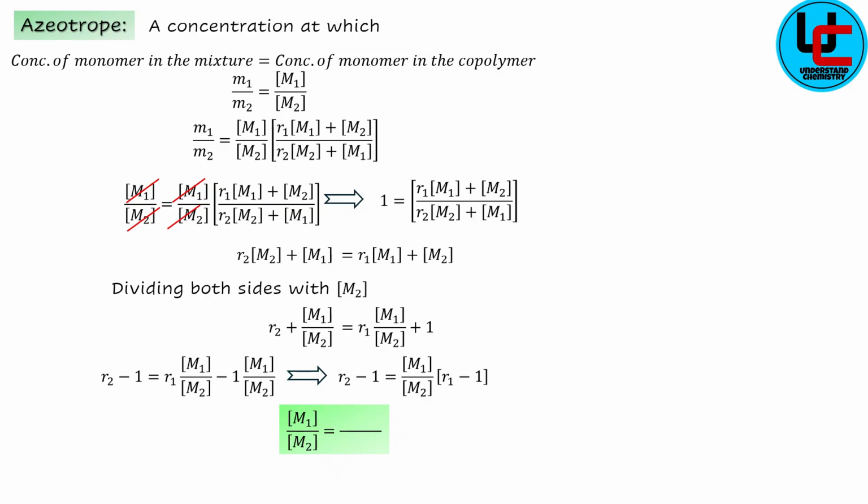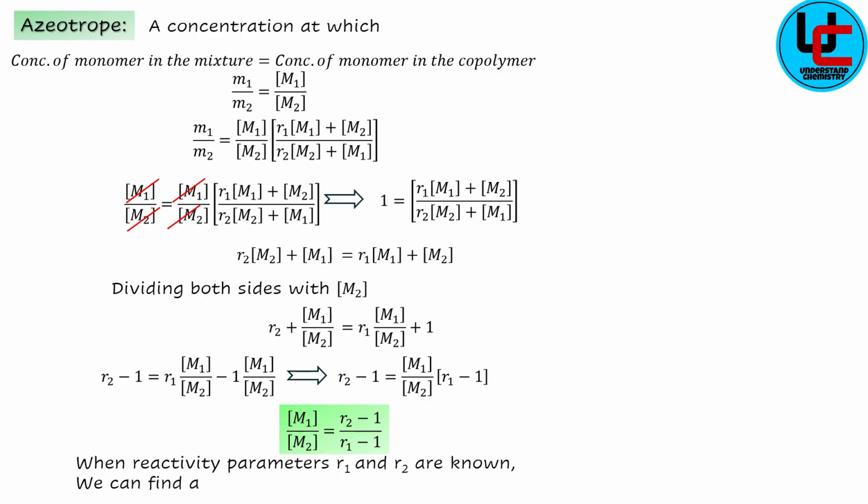This equation shows that the azeotropic composition occurs when the ratio of monomer concentration, that is M1 over M2, equals R2 minus 1 over R1 minus 1. This expression tells us that the azeotropic point depends entirely on the reactivity ratios of the two monomers. Let us now find the azeotropic condition in terms of mole fraction.